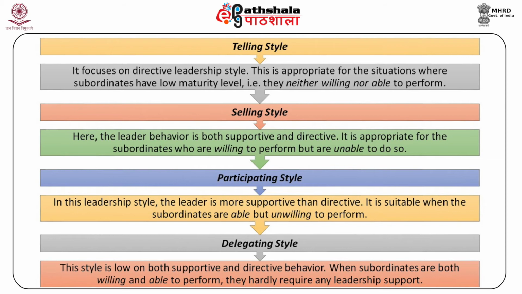The third is the participating style of leadership. In this leadership style, the leader is more supportive than directive. It is suitable when the subordinates are able but unwilling to perform. The fourth is the delegating style. This style is low on both supportive and directive behavior. When subordinates are both willing and able to perform, they hardly require any leadership support.